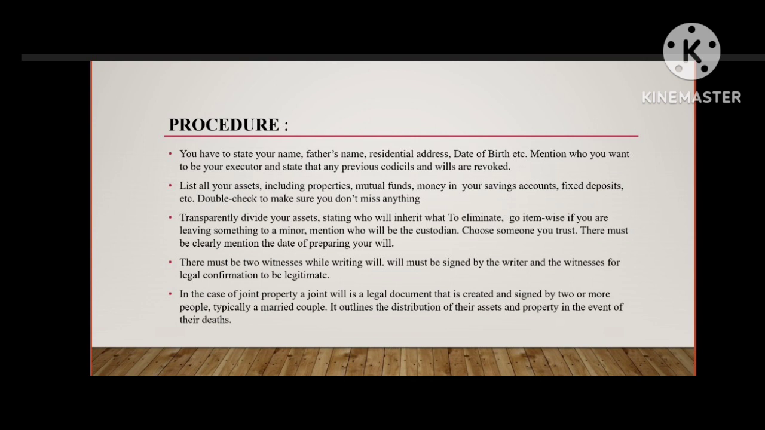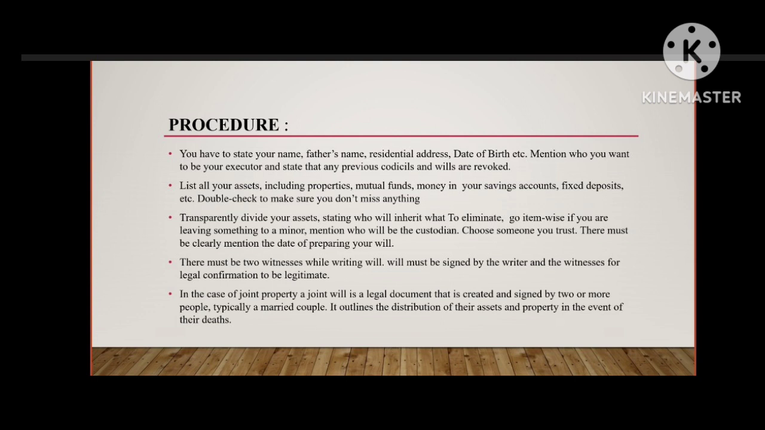Next, transparently divide your assets, stating who will inherit what, to eliminate disputes. Go item-wise if you are leaving something to a minor. Mention who will be the custodian. Choose someone you trust. Then clearly mention the date of preparing your will. There must be two witnesses while writing the will. The will must be signed by the writer and the witnesses for it to be legitimate.